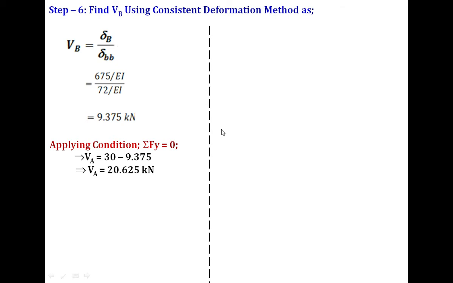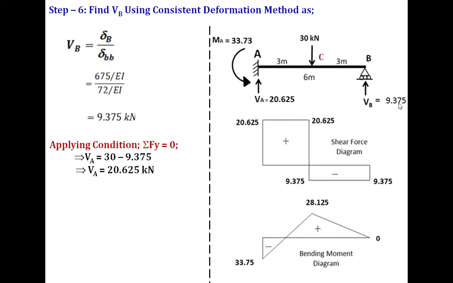Once we get the reaction VB, we know that the downward load is 30, so we can easily find VA by applying the condition sigma Fy equal to 0. VA is equal to 30 minus 9.375, so 20.625 is the reaction at point A.